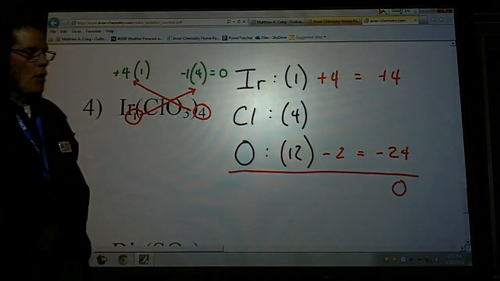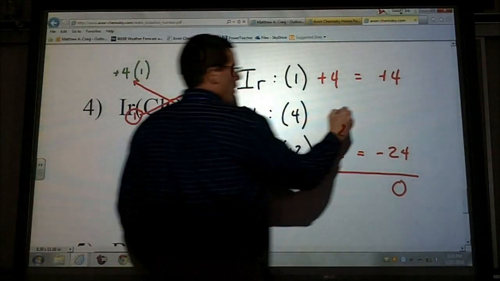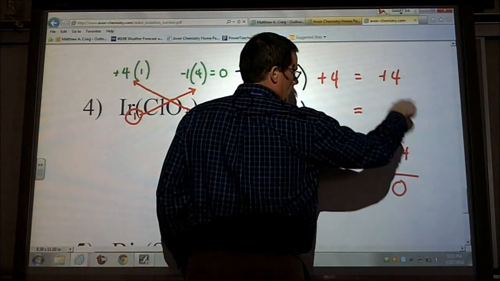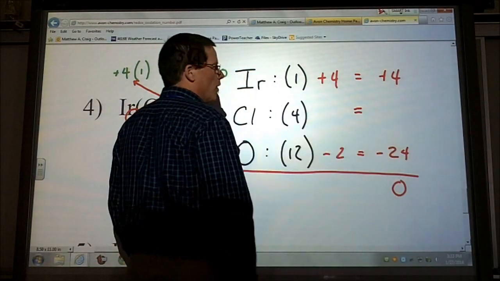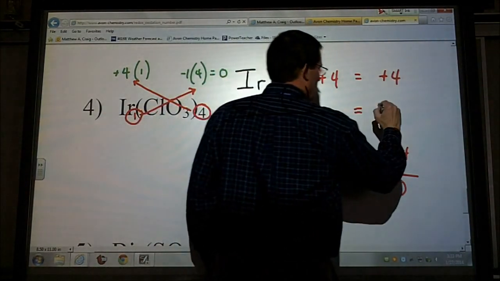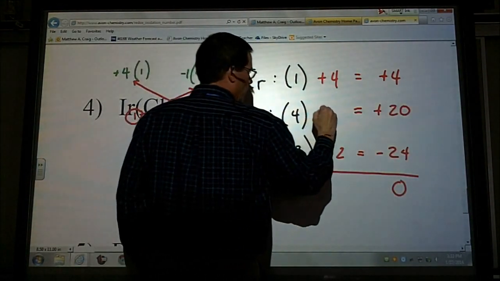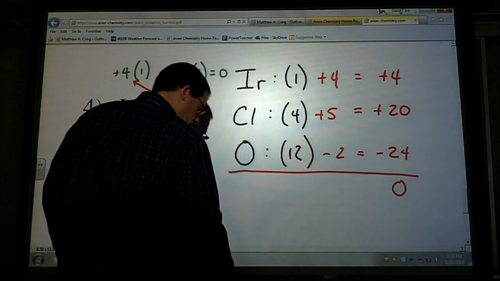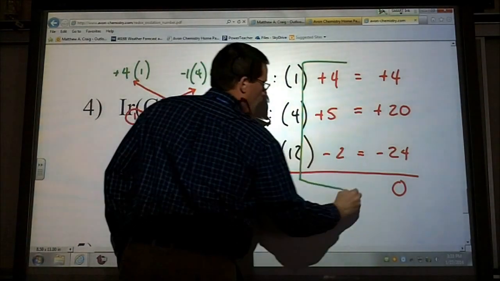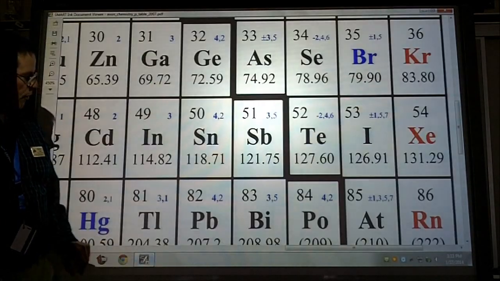So there's our charges. Now this one's a little interesting because again, we have chlorine and we have 4 of those. So what number here, when added to the -24 and the +4, will give me 0? Correct, it'll be +20. So 20 divided by 4 is a +5. Now again, be sure you check to make sure that chlorine can have a +5 charge.